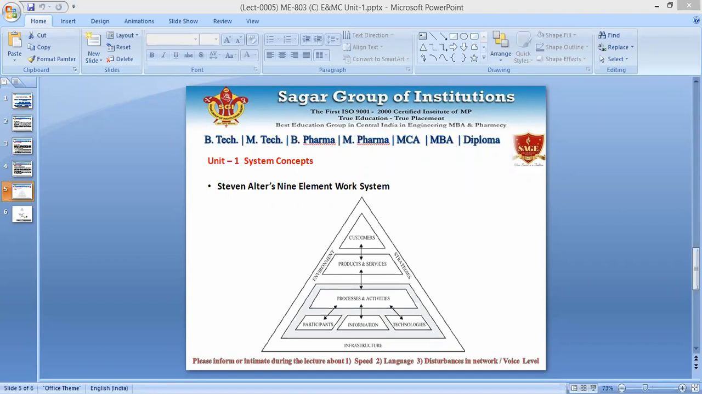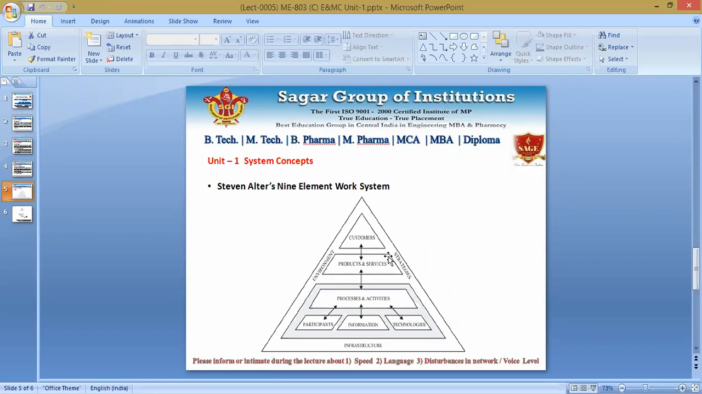process and activities, then what we call participants, then we call technologies, we call products and services, then we have the environment, and what is the end of the cycle, which is the customer. And then this way our model gets completed. Now this kind of setup, all the functions have to perform in a synchronized manner so as to reach the top of the pyramid, which is the customer.